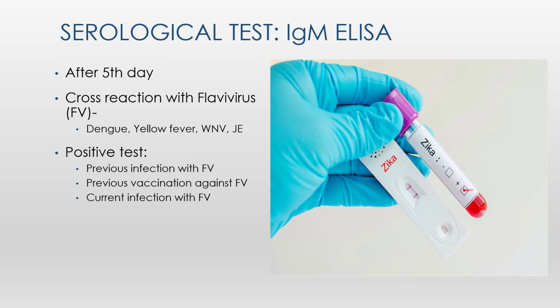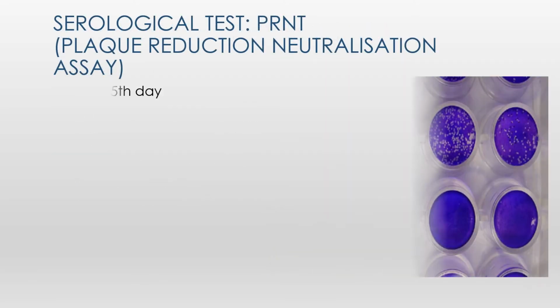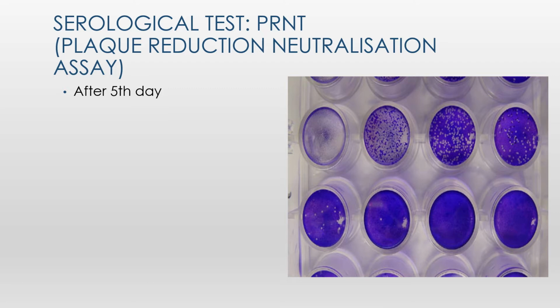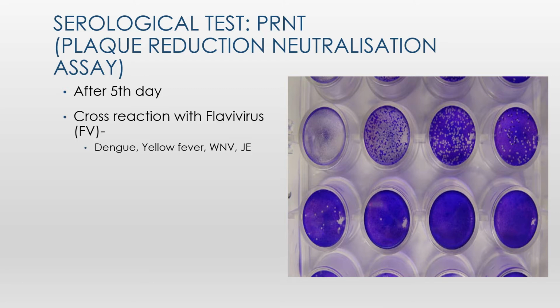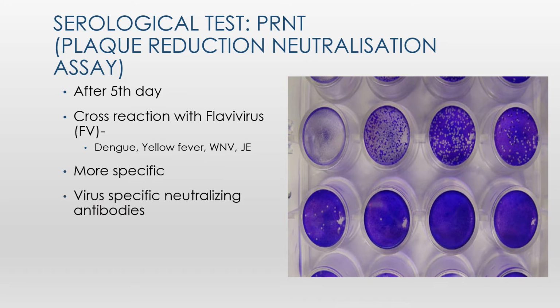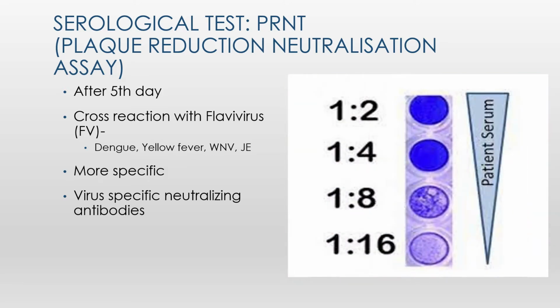Now PRNT, which stands for plaque reduction neutralization test. It is also done on the 5th day and shows cross reactivity with the flaviviruses. It is more specific and therefore it is used to perform tests against various flaviviruses to rule out false positive ELISA results. It is used to measure virus-specific neutralizing antibody titers, and a 4-fold increase in antibody titer is suggestive of acute infection of Zika virus.